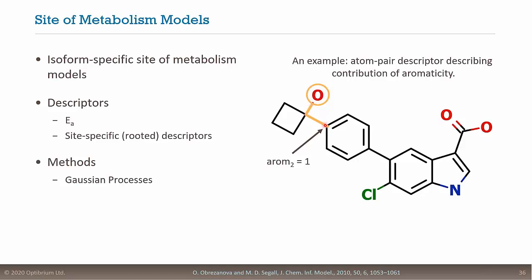And 1, 2, so there's the first one, 1, 2, there's nothing here, and 1, 2, this carbon isn't aromatic either. So the descriptor is 1. And we can use hundreds of those descriptors. And in order to build the model, we use Gaussian processes. And let's go to the model.